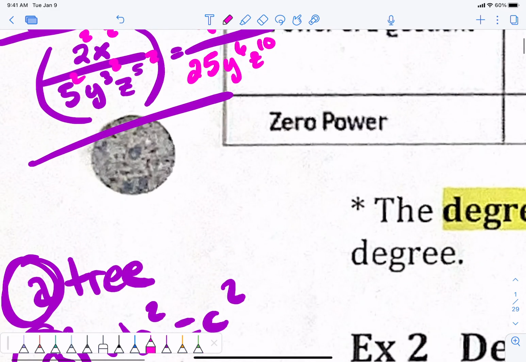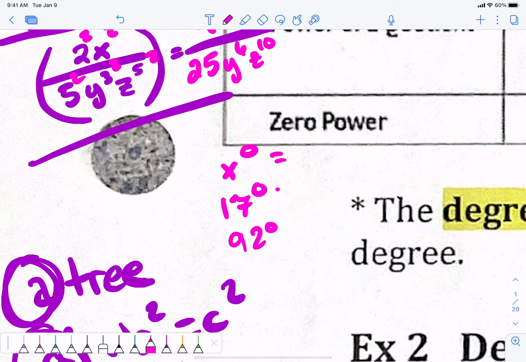All right? Zero power is saying any number, any variable, x to the 0 power, 17 to the 0 power, 92 to the 0 power. It makes anything 1. Anything to the 0 power is 1. That's a weird thing. Okay? So anything to the 0 power is 1.